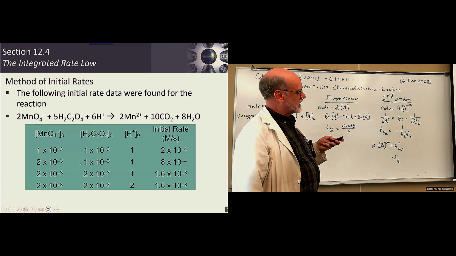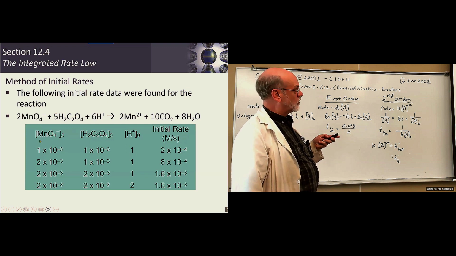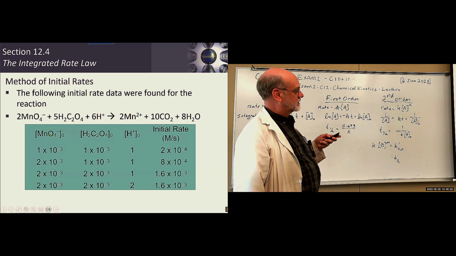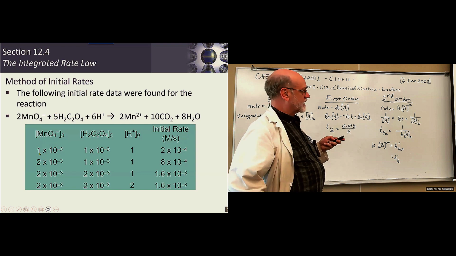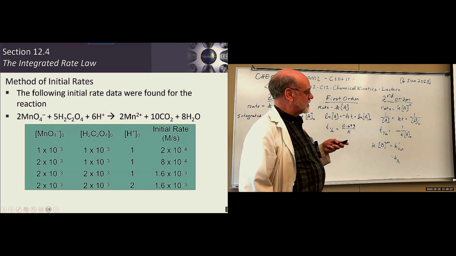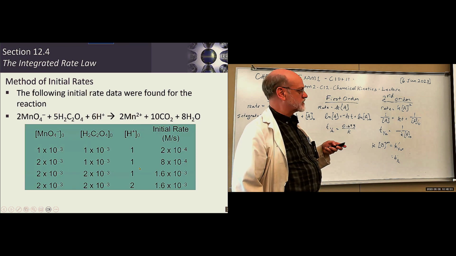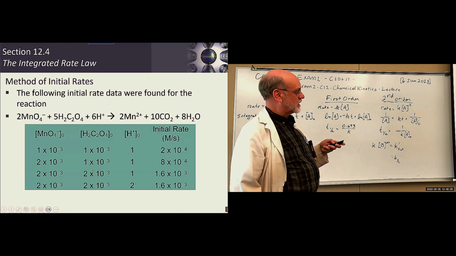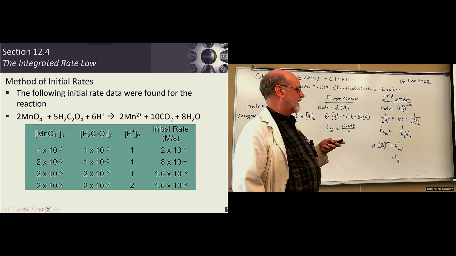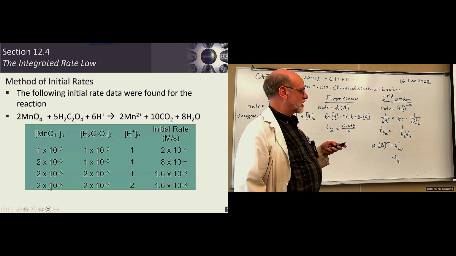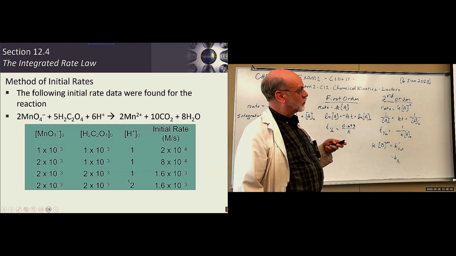Then this one changes and these 2 don't. So we can use these first 2 to determine the order for manganate ion. For the second one, we can say, okay, manganate's constant here and hydrogen constant here. We can use 2 and 3 to do the oxalic acid. And then these 2 are constant, and we can use the third and the fourth one to do the hydrogen ions.